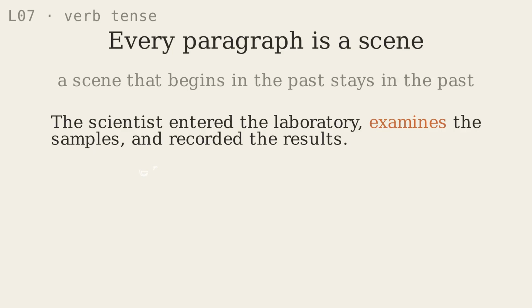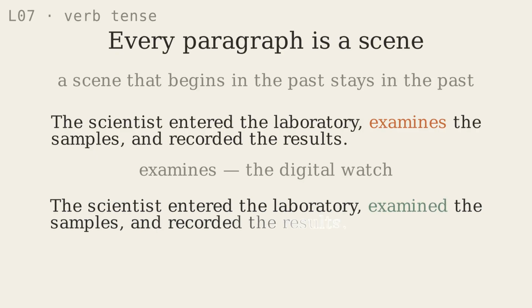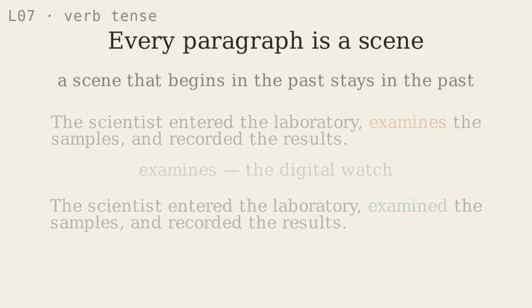Something feels wrong. The first verb is entered. That is past tense. The final verb is recorded. That is also past tense. But the middle verb, examines, is present tense. It has walked into our historical scene wearing a digital watch. To repair the sentence, we need to keep all three actions in the same timeline. The scientist entered the laboratory, examined the samples, and recorded the results. Entered, examined, recorded. All three verbs remain in the past. The scene is consistent.